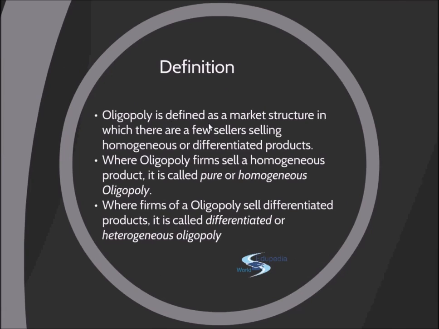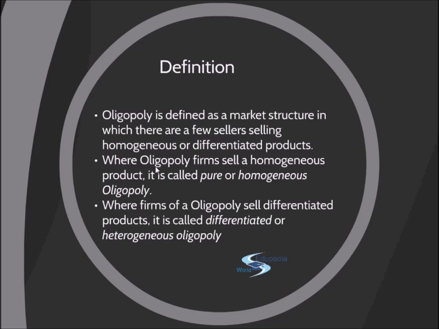Oligopoly is defined as a market structure in which there are few sellers selling homogeneous or differentiated products. Homogeneous products, for example, oil companies. Differentiated products, for example, automobile companies. Here, as compared to other types of market structure, the number of sellers is neither one nor a large number of sellers. It's a few number of sellers.